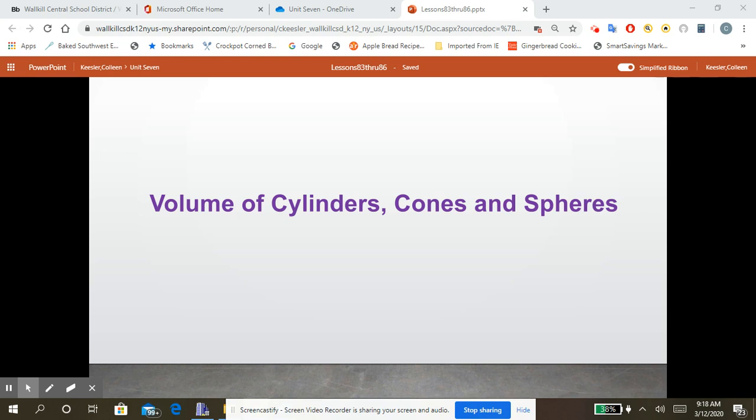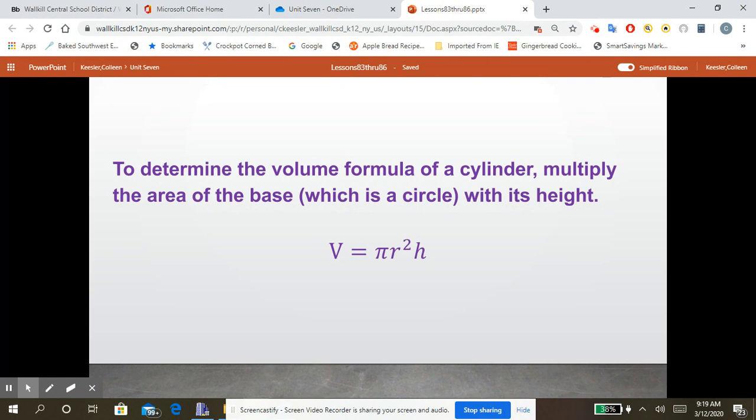Hi Math 8 students, today we're taking a look at volume of cylinders, cones, and spheres. To determine the volume formula of a cylinder, multiply the area of the base, which is a circle, with its height. So if you took a flat circle and stacked a whole bunch of them on top of each other, you would get a cylinder.